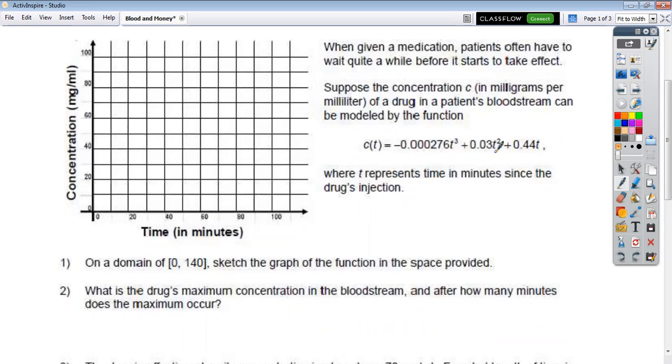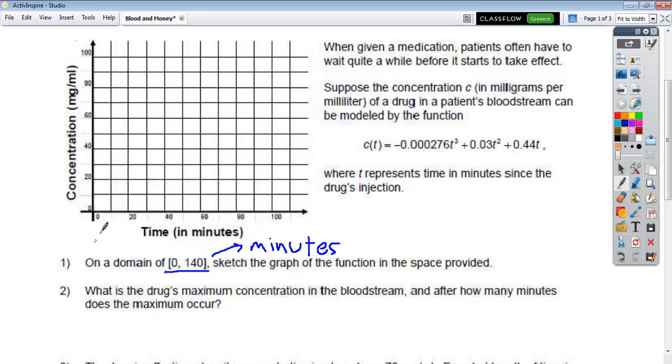And T in this situation is the time in minutes since the drug's injection. You can think of that as your X. You're plugging in how many minutes into all three places to get your answer out for how much drug is in their system. Now this is on a domain of 0 to 140. That is your minutes. So this is your minutes right here, 0 to 140 minutes.